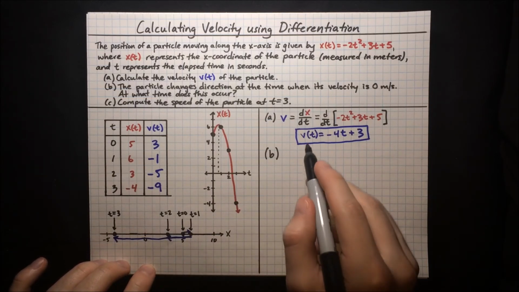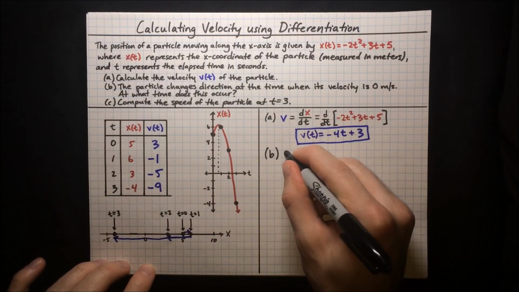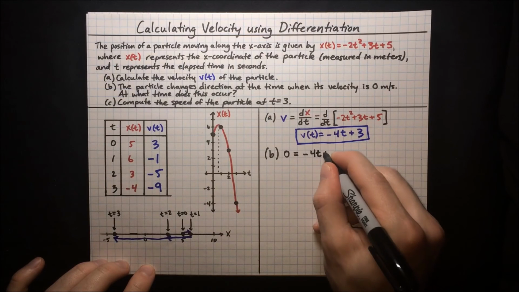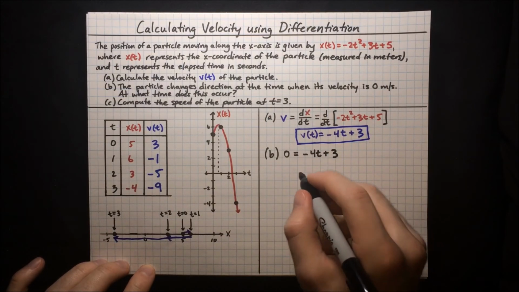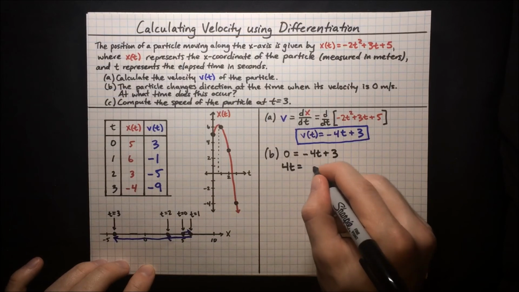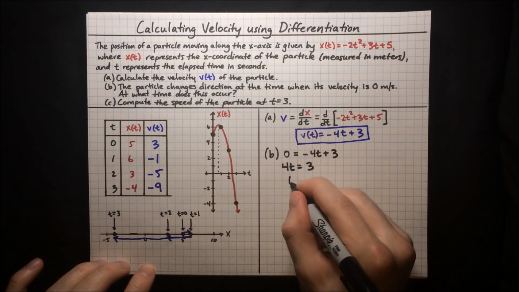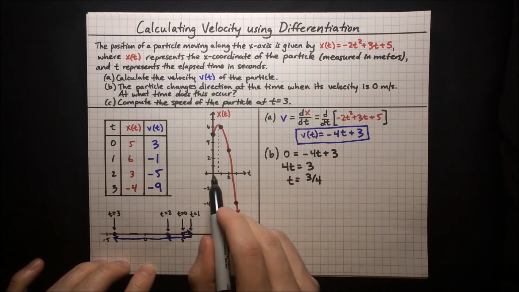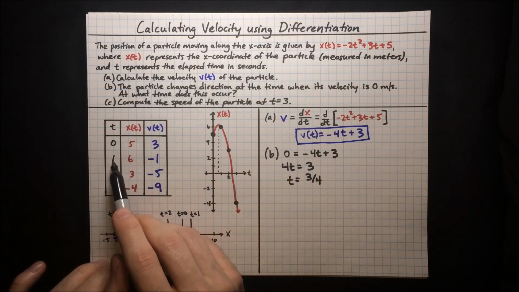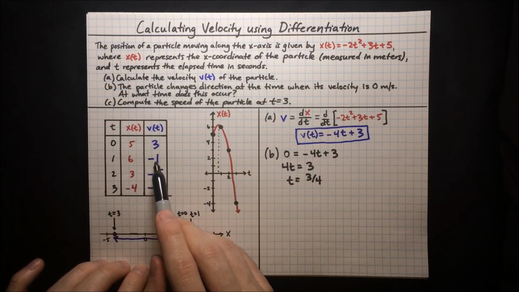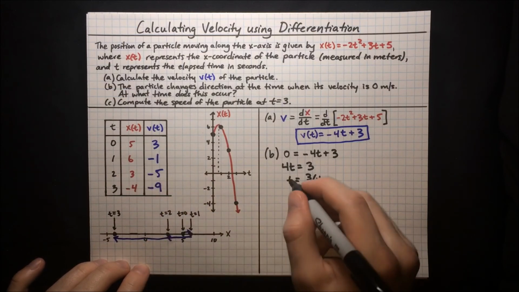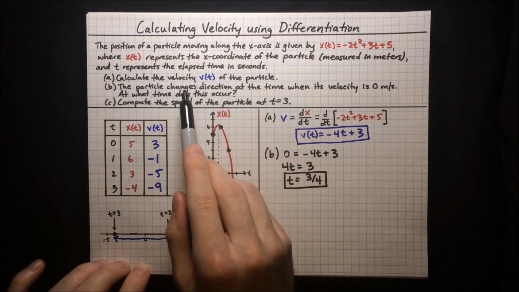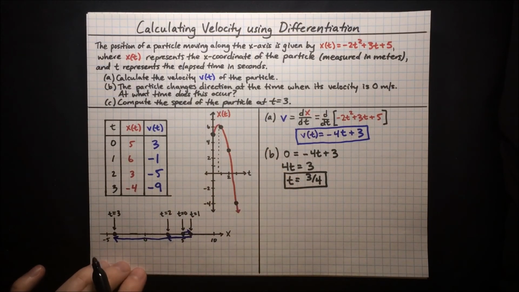So let's solve for where velocity is 0 to figure out at what time this occurs. Say 0 equals our velocity, equals -4t plus 3. And then to solve this, we'll just add 4t to both sides. So 4t equals 3. And then divide by 4. So t equals 3/4. And yeah, that makes sense. That's between 0 and 1. It's closer to 1, which makes sense because velocity of -1 is closer to 0 than velocity of 3 is. Great, so t equals 3/4 of a second. That's when the particle changes direction and heads in the negative direction.